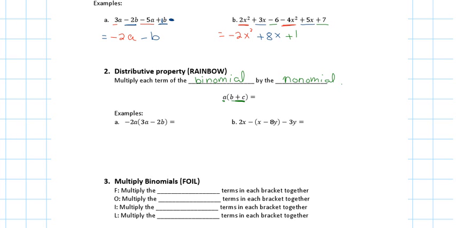So to do the distributive property, you're going to have to multiply each term in the binomial by the monomial term, okay? So that's going to be A times B and A times C, okay? So that's going to be AB plus AC.